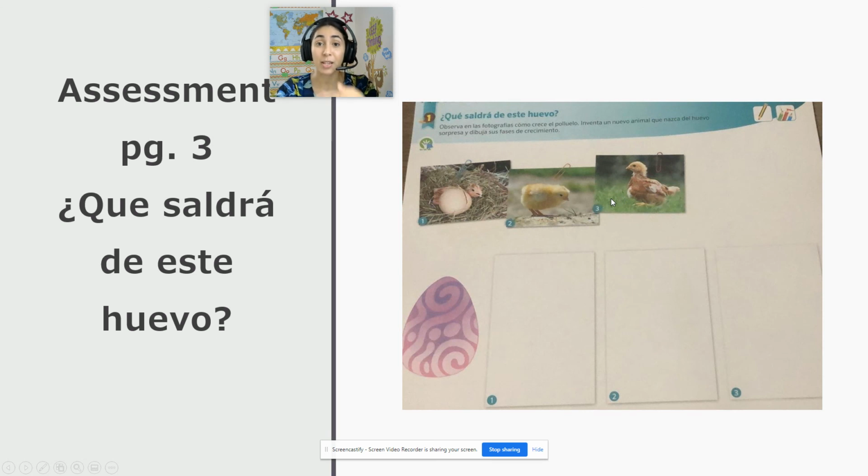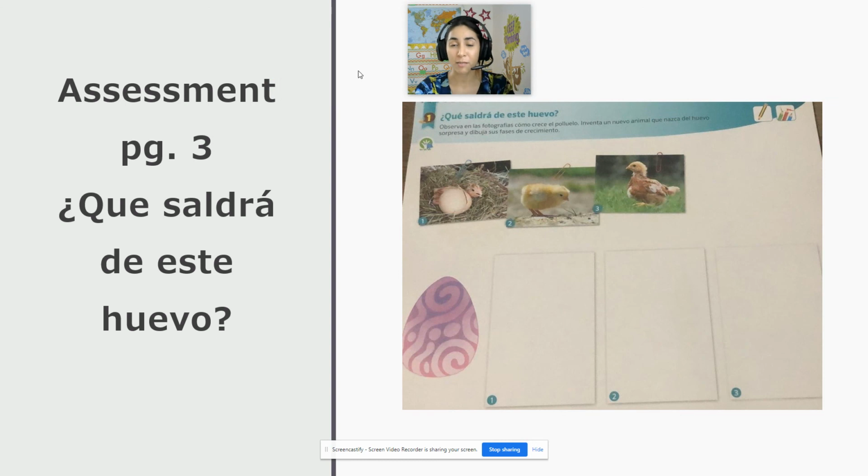So what you're going to do is draw your own animal. You're going to invent your animal. It can be a mix of a baby chick with a lizard if you want, anything, really. And look at the instructions. Observa en la fotografía cómo crece el polluelo, the baby chick. Inventa un nuevo animal que nazca del huevo. Dice sorpresa y dibuja sus fases de crecimiento. So basically, you're going to be inventing your own little animal that comes out of its own shell. Okay, so be creative, be fun, do whatever you want.